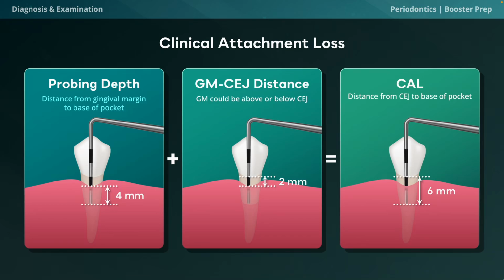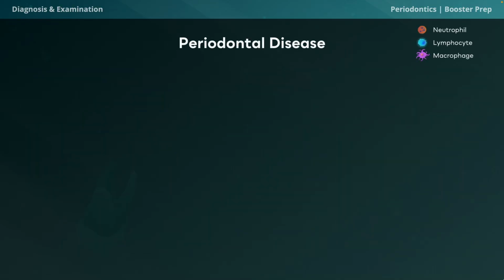CAL is the most important assessment tool we have because it considers both pocket depth and gingival recession. So in this example, we had a probing depth of 4 millimeters, a gingival margin to CEJ distance of 2 millimeters, which gives us a clinical attachment loss of 6 millimeters. Easy peasy. Now we're going to go over the 3 states of the periodontium.